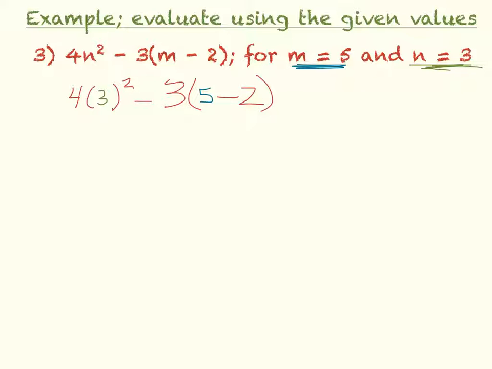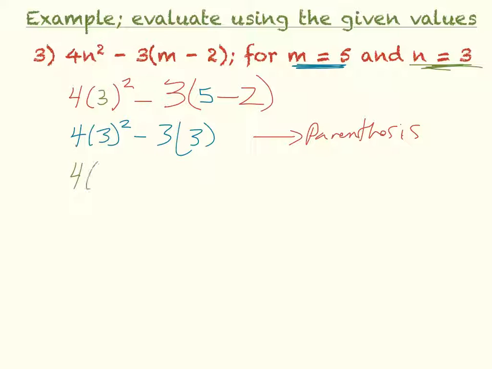So now I do my order of operations. So my parentheses comes first. 4, 3 squared minus 3, 5 minus 2 is 3. Now I do my exponents. So when I'm doing the exponents, I have 3 squared. So I have 4 times 3 squared is 9, minus 3 times 3. And that was the exponents.